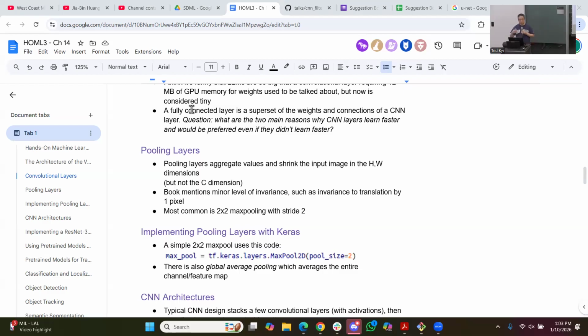All right. And then the other reason is just that size-wise, obviously, having 9 weights to learn instead of 10,000 or 100,000 weights is a lot faster, a lot less compute. So those are the two main reasons.